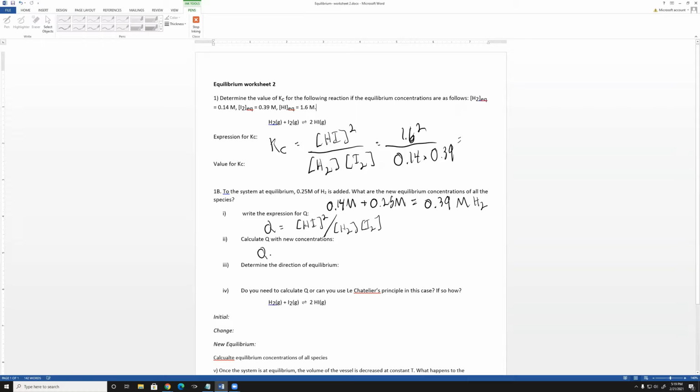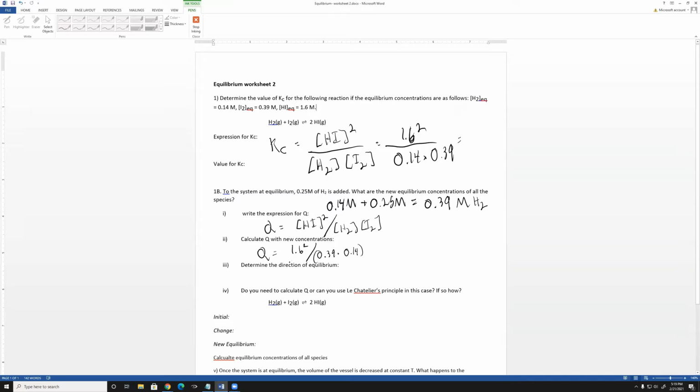Now calculate Q with the new concentrations. So you would have Q equals, HI doesn't change at all, so HI is 1.6 squared, divided by H2. Our new H2 is 0.39, times our original I2, which didn't change either, 0.14. And that would be the value for Q.